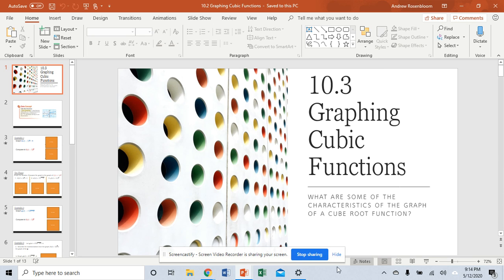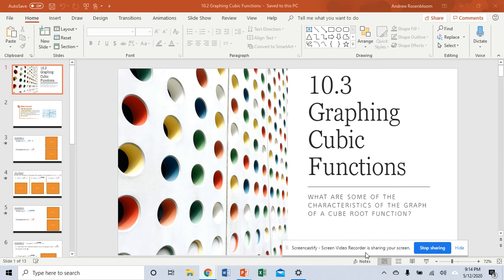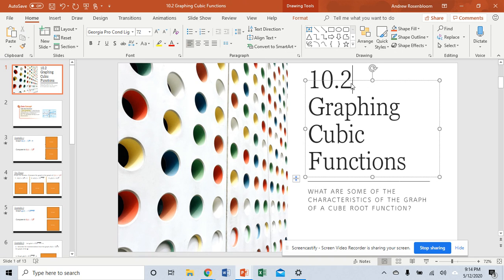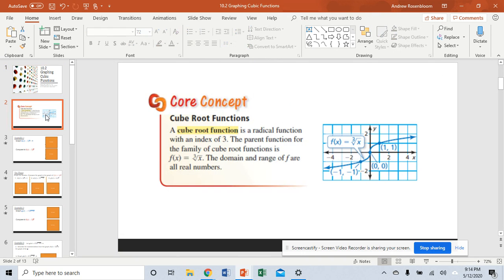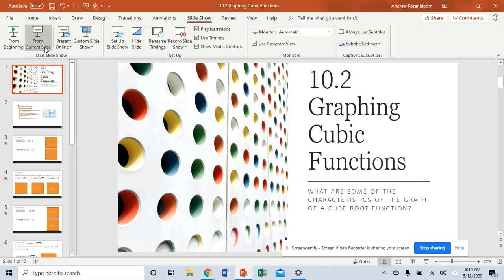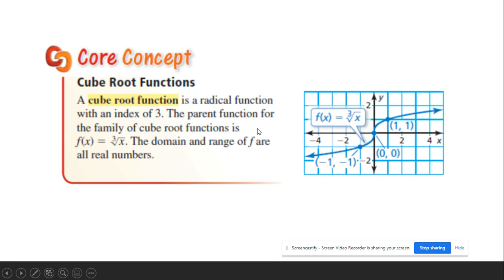All right, guys, we're going to continue with chapter 10 and 10.2, actually, which is graphing cubic functions. So here we go. We graphed square root functions, and now we're graphing cubic functions. A cube root function is just another type of function. You'll notice that it looks pretty similar to the square root function that we saw in the past.